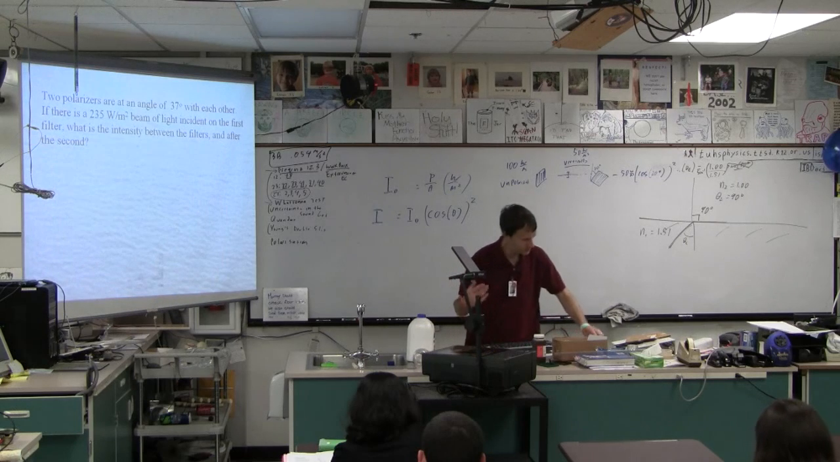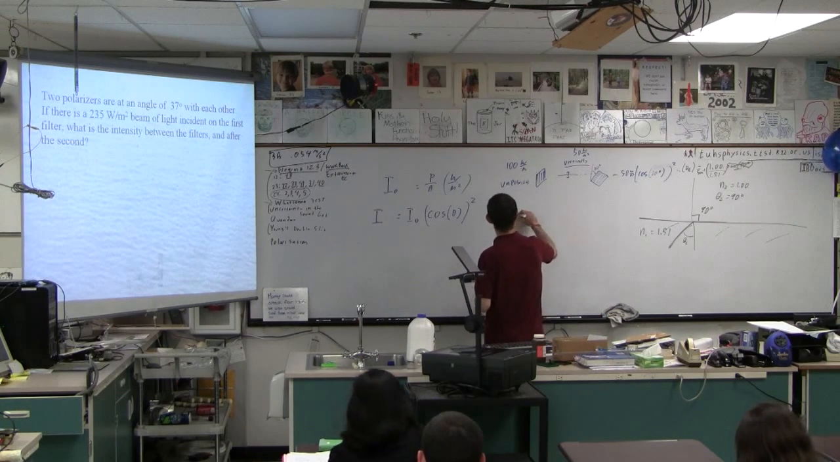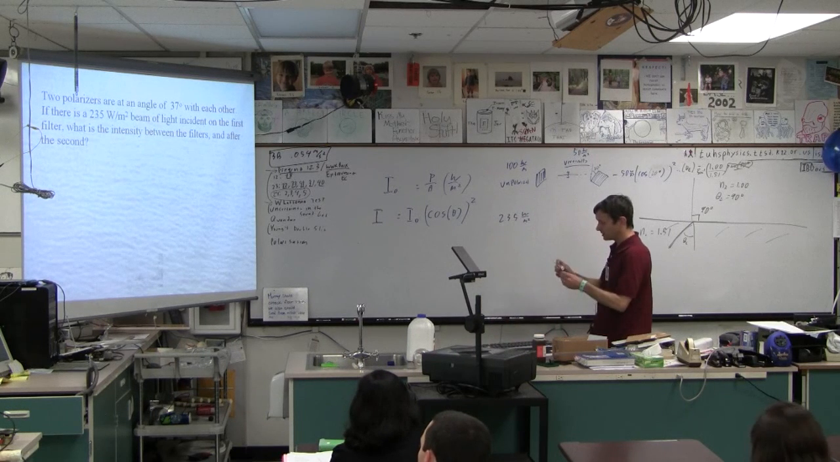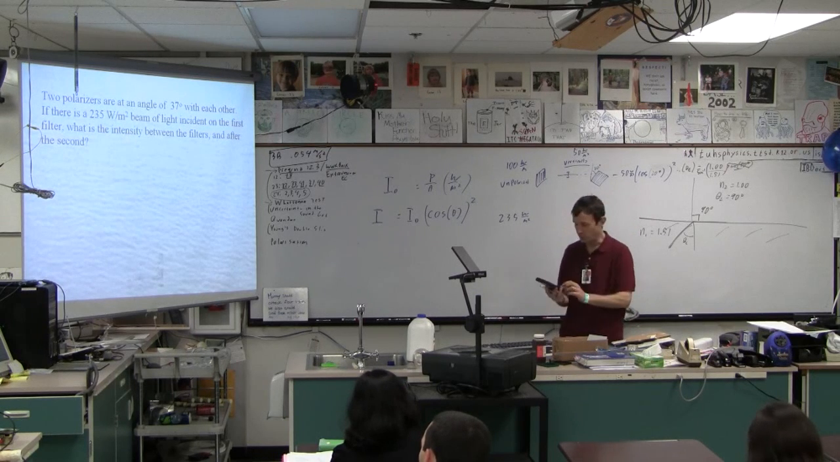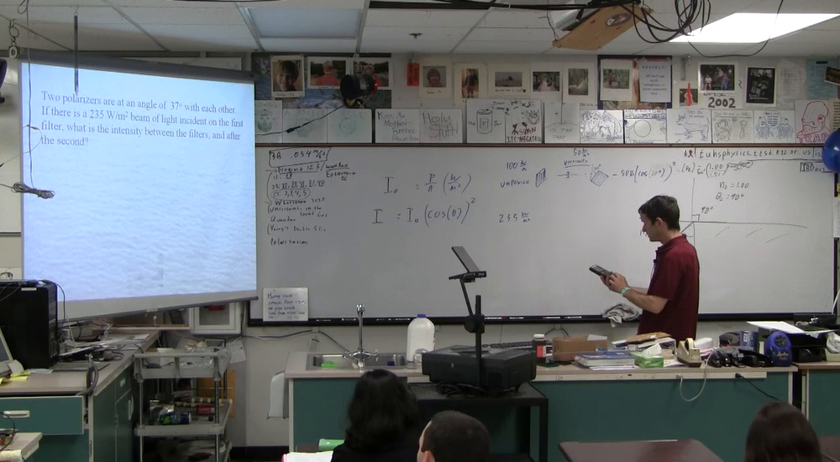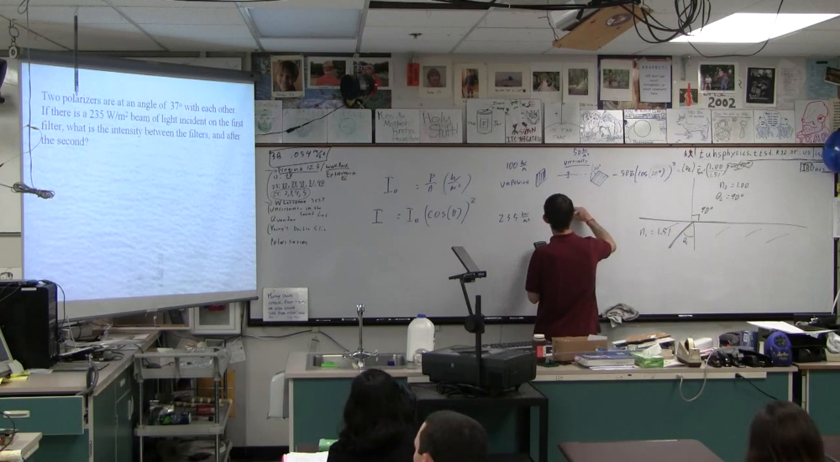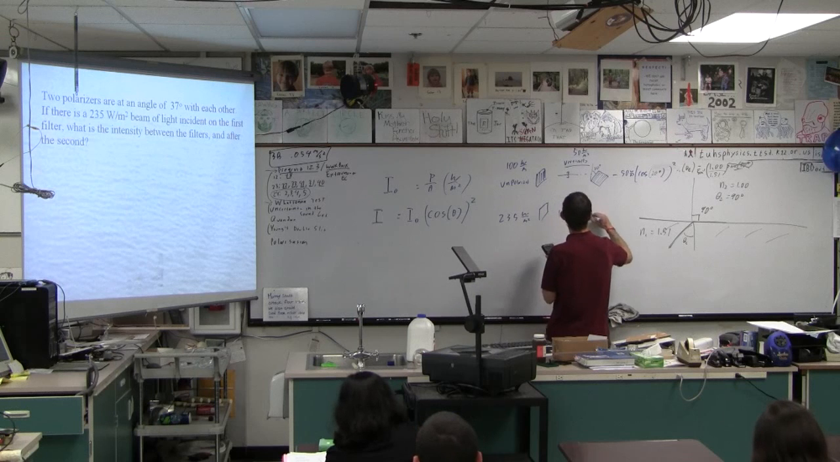Okay, so let's solve this problem. We have 235 watts. When it hits the first filter, we cut it down by half, because if the light is just totally random and unpolarized, half of it will be on average vertical. So 235 divided by 2. So you get 117.5 between the filters, watts per square meter.